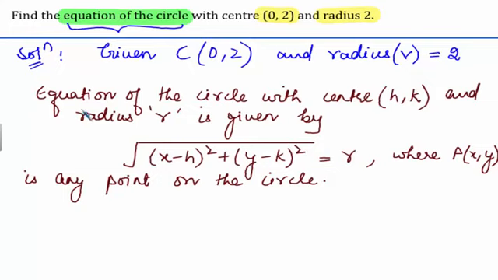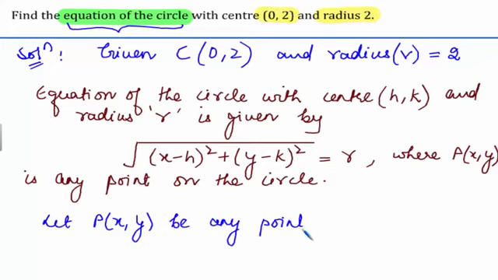Now we know that the equation of a circle with center h, k and radius R is given by square root of (x minus h) whole square plus (y minus k) whole square is equal to R, where P(x, y) is any point on the circle. So now let us find the equation of the circle with the help of this formula. Let P(x, y) be any point on the circle of which we have to find the equation.